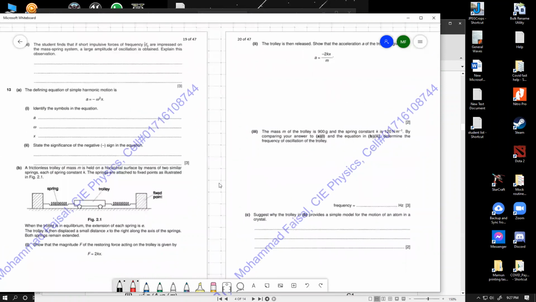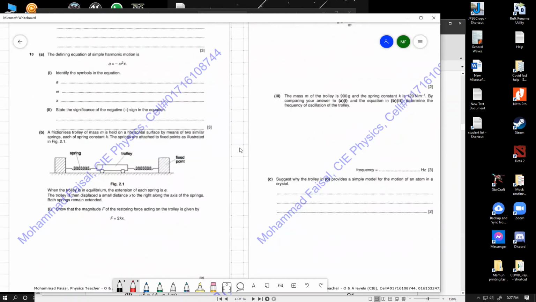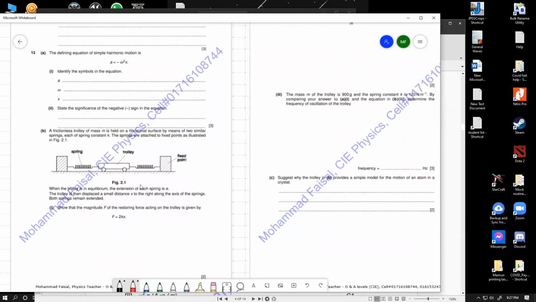I'm discussing question number 13 with you, which needs some understanding. Many more questions of this same model will come later, where there is a trolley or an object that is extended by two springs on two sides. So I'd like to discuss this question.